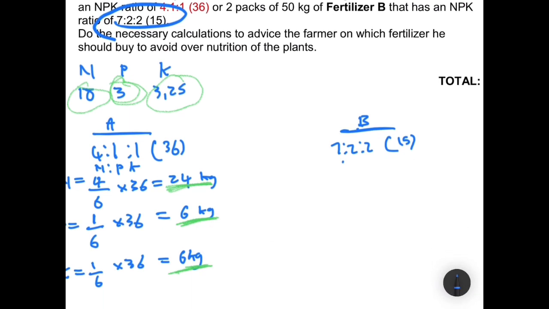So for nitrogen, we're going to have 7 divided by 7 plus 2 plus 2, that is 11, multiplied by 15. And that is 9.54 kgs, right? And this is for a 50 kg bag. Because they're saying you should use 2, we can multiply that number by 2, so that we can get the amount for a 100 kg bag. So for 100 kg, we're going to have 19.09 kgs, right? This is for the 100 kg bag.